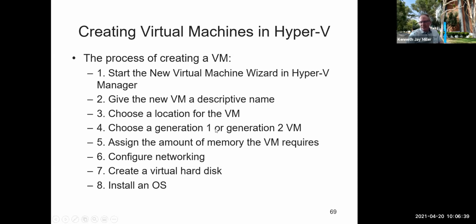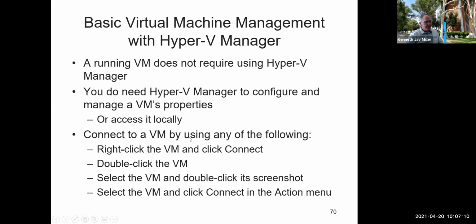For our machines, because they're going to be fairly standard sized, not a lot of memory, not a lot of hard drive, we'll stick with Generation 1, which is the default. So if you get to that screen and you're not sure, just click next because the Gen 1 will be there. We'll assign the amount of memory, and that'll be in the instructions. We'll configure the networking, and then we'll create a virtual hard disk, and then we'll do the install.